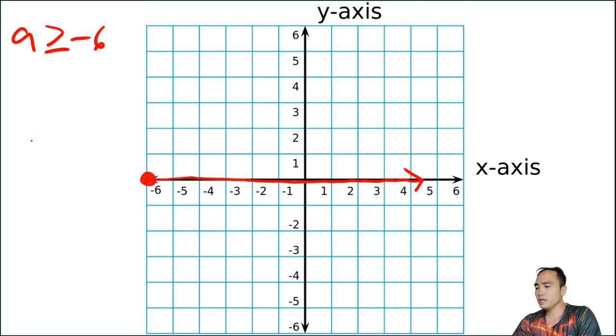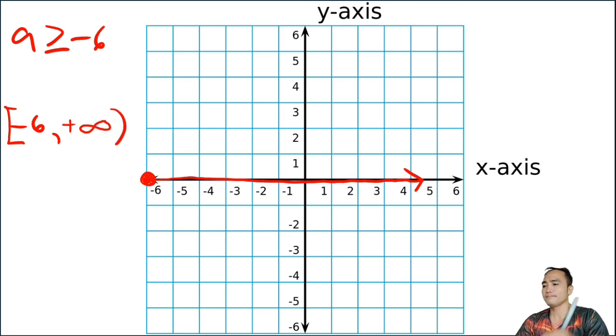And then if we want to write that in interval form, we have negative 6. We're going to use a bracket because negative 6 is included in our solution set. And then from negative 6 going to positive infinity.